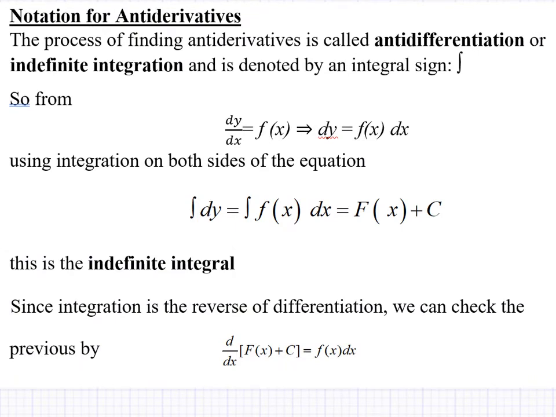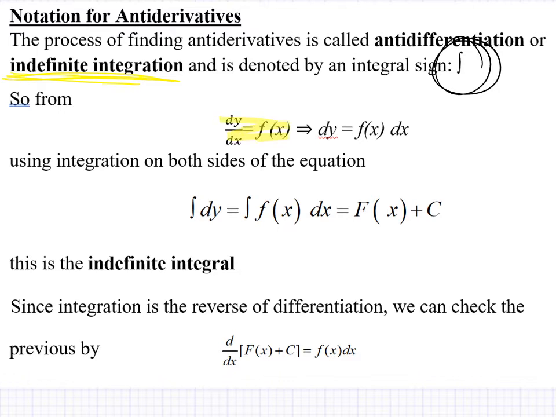So now we need to come up with some sort of notation for antiderivatives. All right, first off, the process of finding an antiderivative we call antidifferentiation, okay? Or we also call it an indefinite integral or indefinite integration. The symbol we use to denote this is this symbol right here. This is what we call the indefinite integral symbol. And a lot of this stems from the concept of differentiation.